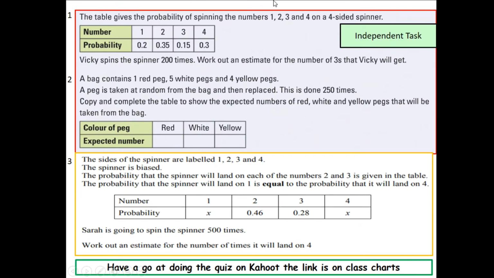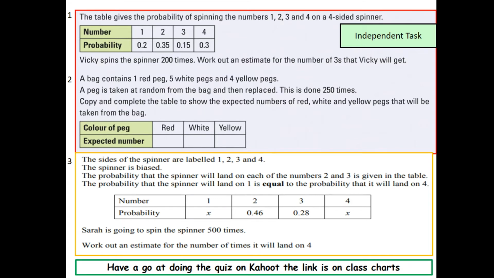This is your homework for today's lesson. Set 1, can you have a go at doing question 3 and then have a go at doing the quiz on Kahoot. The link is on class charts. Set 2, have a go at doing one question from the red and attempt the question from the amber. Then have a go at doing the quiz on Kahoot. The link is on class charts.